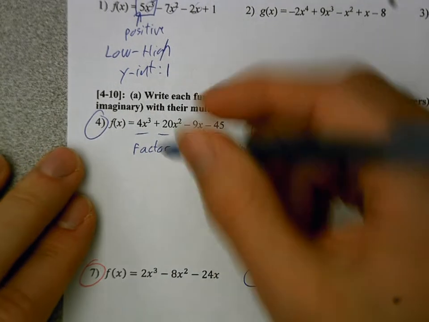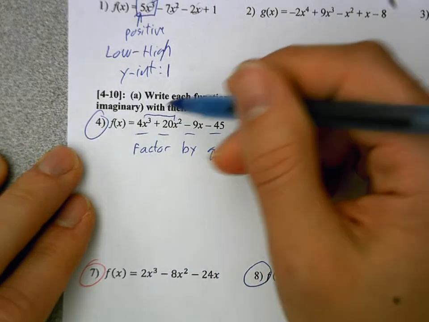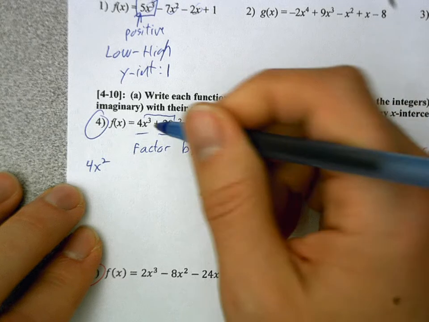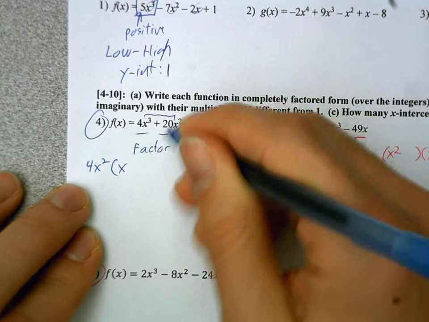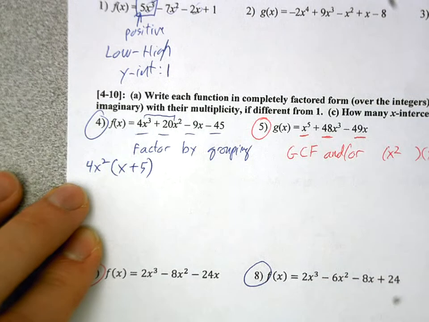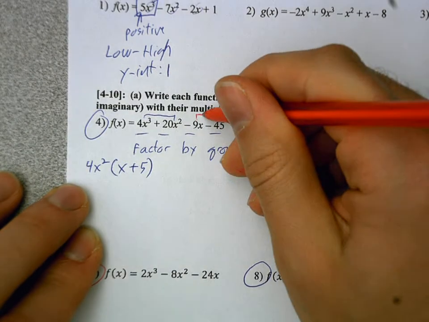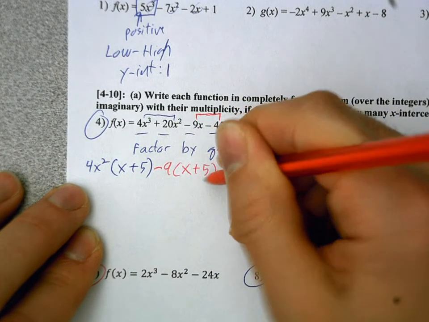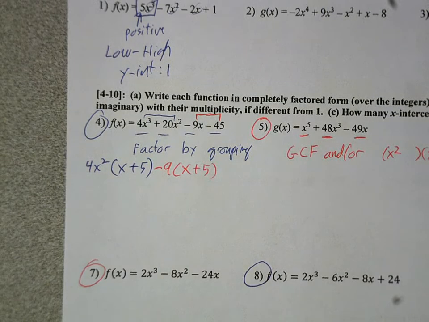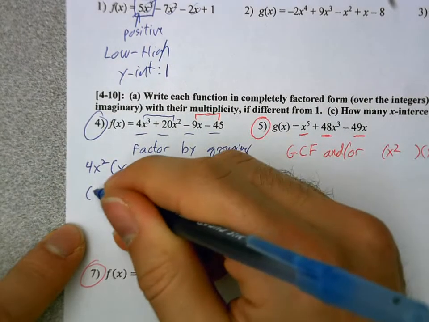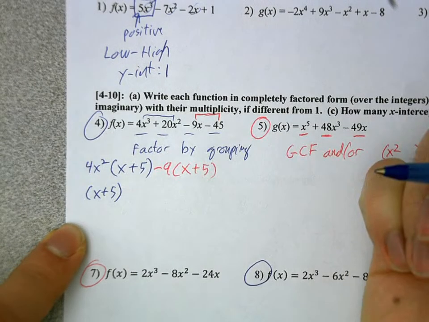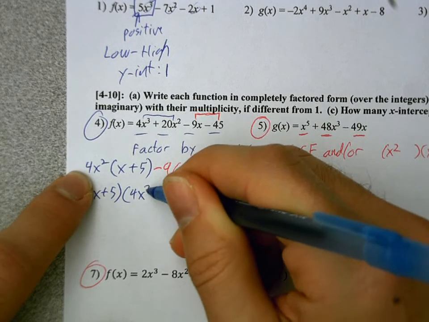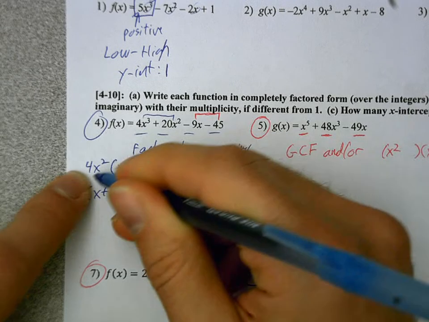For number 4, I look at the first 2 terms and decide that they both have a 4 and an x squared in common. So I can take a 4x squared out, and I'd be left with an x and a 5. Whereas these 2 look like they have a negative 9 in common, leaving me with an x and a 5. So, since both of them have an x plus 5, I factor that out. And I take what was multiplied by both of those in its own set of parentheses, 4x squared minus 9.